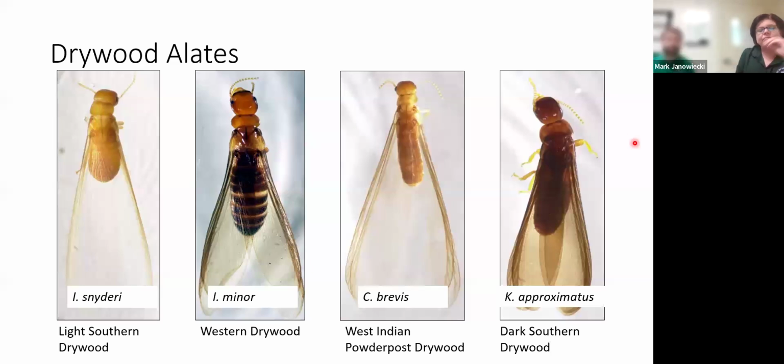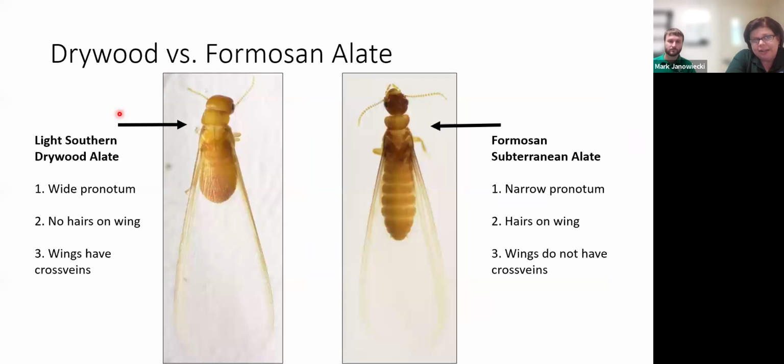Drywood alates. The ones that we deal with here in Louisiana include species of Incisitermes, Cryptotermes, and Calotermes as well. As you can see here, different colors, different body shapes, but there is one that I do want to pay a little bit more attention to, and that is this Incisitermes snyderi. The reason is that it has the same swarm season as Formosan subterranean termites.